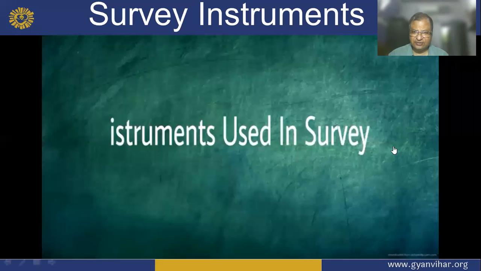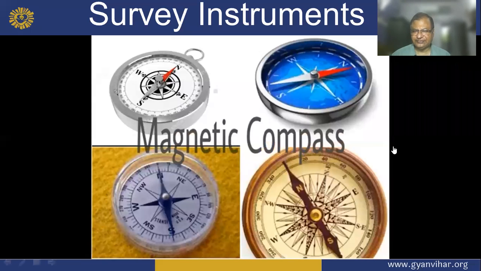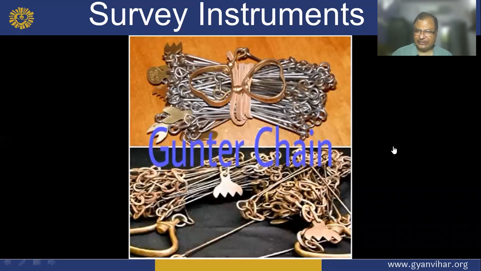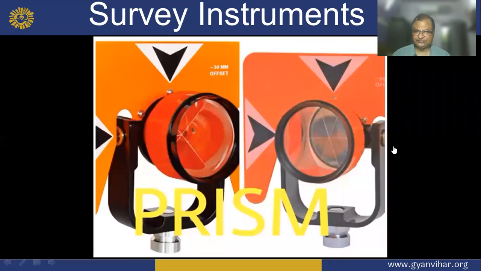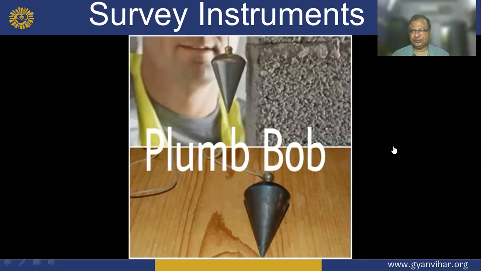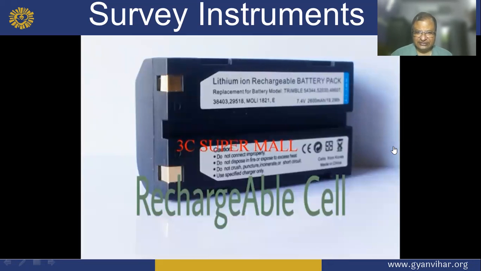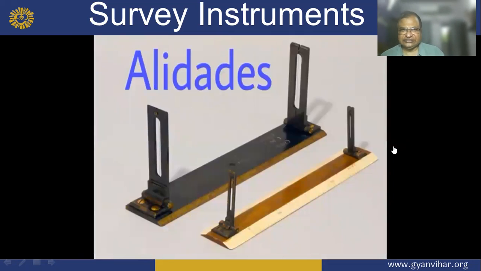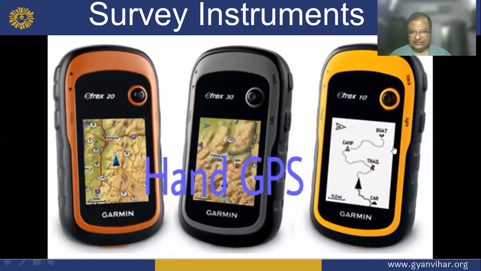This is the survey instrument. This is the compass, the magnetic compass. This is the survey chain, the Gunter chain. This is the spirit level. And this is the prism. This is the plumb bob. This is the walkie-talkie. This is the rechargeable cell. These are the LEDs. And this is the total station. And these are the hand pieces.